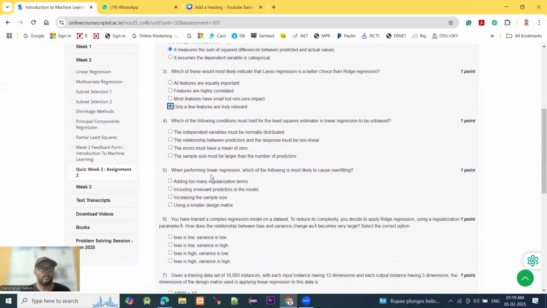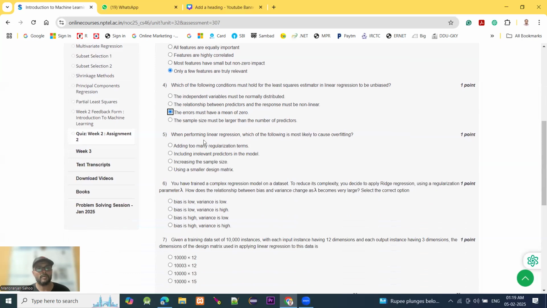Moving to question number 4, which of the following conditions must hold for the least squares estimator in a linear regression to be unbiased? So, which of the following conditions must hold? The condition is that the error must have a mean of 0. Error must have a mean of 0. Question 4, Option C.